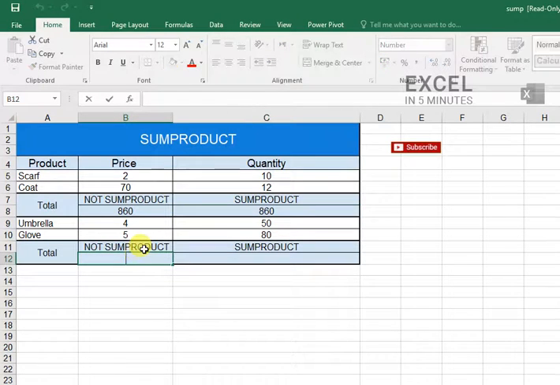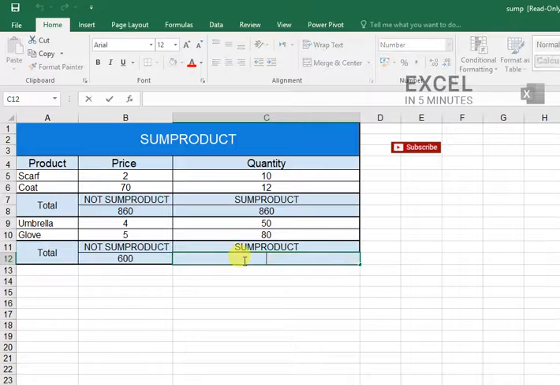Let's do one more, equal of the umbrella. I have 4 by quantity and then I close this, plus the other price and the quantity and I close this again, and I have the total.